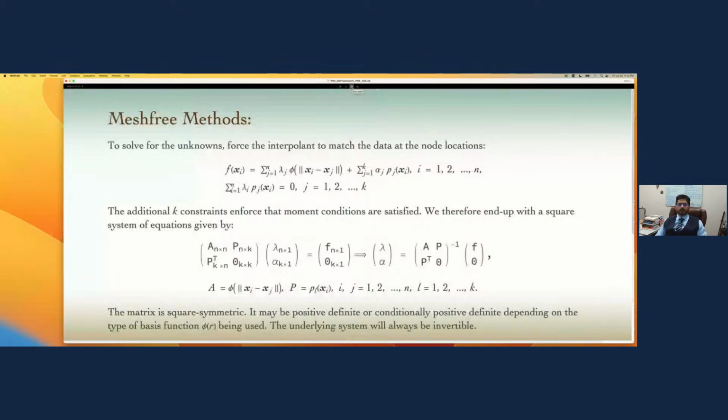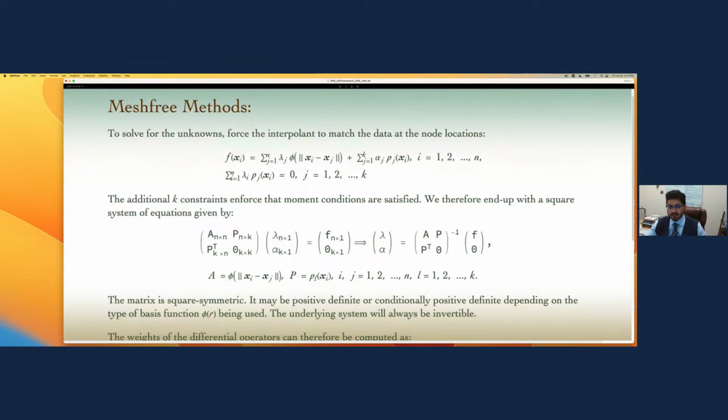Once we get all the basis functions and figure out what the polynomials are, we end up with the following system of equations. On the left-hand side, it's known. Phi is known, so you can generate a matrix out of it; that's your matrix A. Polynomials are known. All that you need to compute are these lambdas and these alphas, and that turns out to be just solving this system of linear equations. This is symmetric, positive definite, depending upon the type of basis functions you use. You solve this, and you get your interpolant.